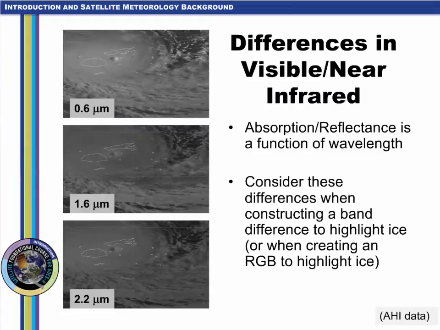If reflectance is in play, that is its visible imagery, different visible and near-infrared channels can be used in channel difference fields or RGBs to highlight features such as ice clouds, land-water boundaries, flooding, etc. Almost every RGB using visible imagery that highlights ice includes the 1.6 micron channel.